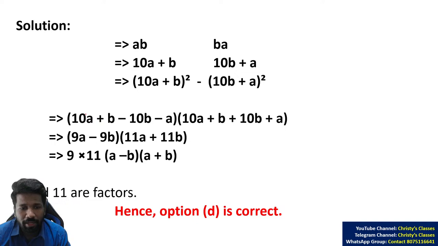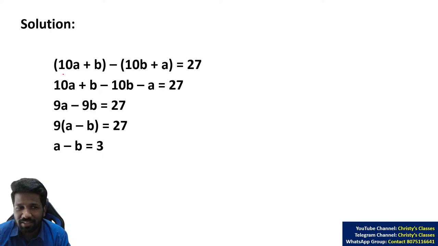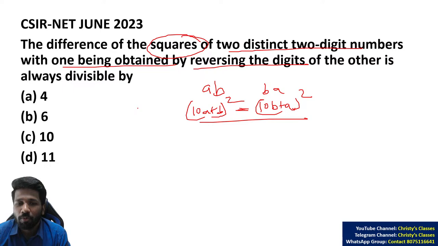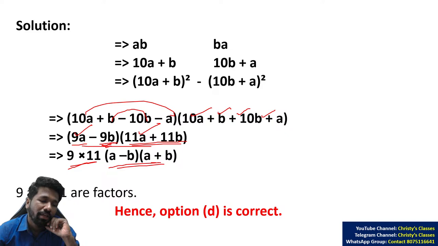9B. In the previous question also we did the same. And 10A plus B plus 10B plus A is 11A plus 11B. Do you realize? In the previous question, this 11A plus 11B adding was needed. In the last-to-last question, this subtracting was needed, this 9A minus 9B. In this question, both are needed together. Are you getting it? So 9 is common here, 11 is common here. So 9 into 11 into (A minus B) into (A plus B).